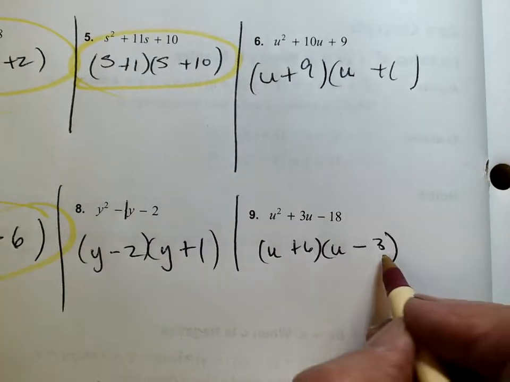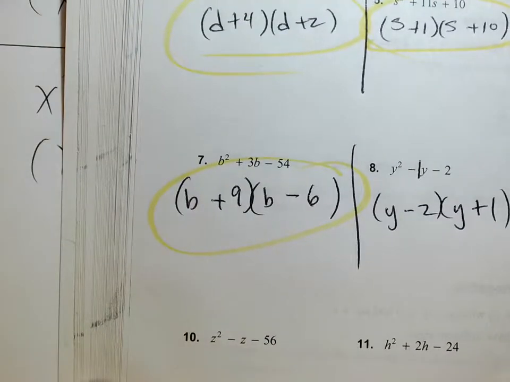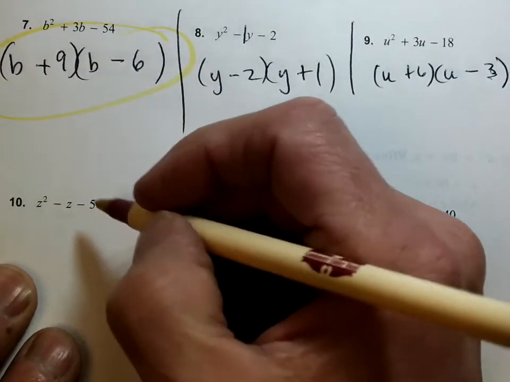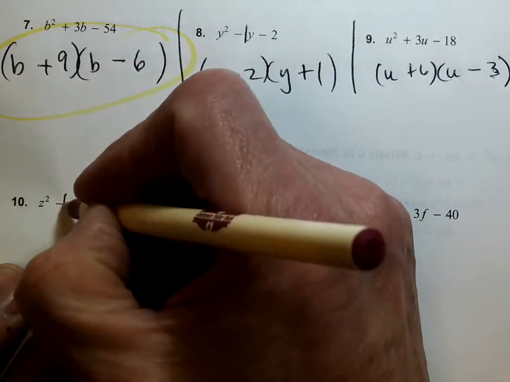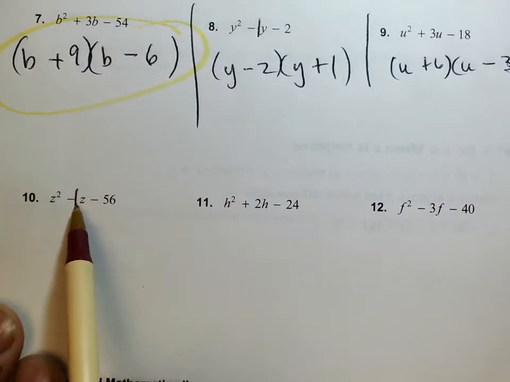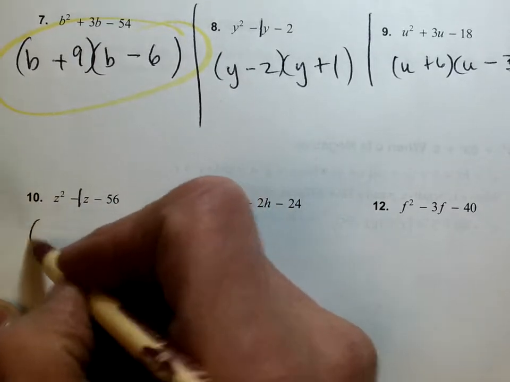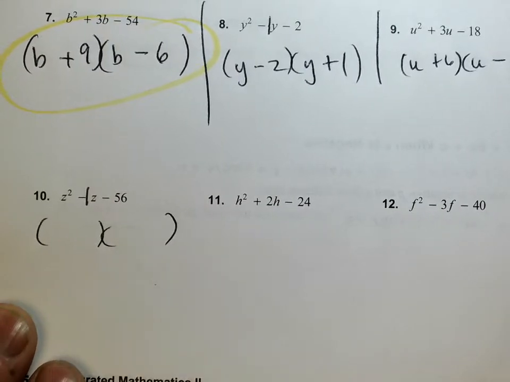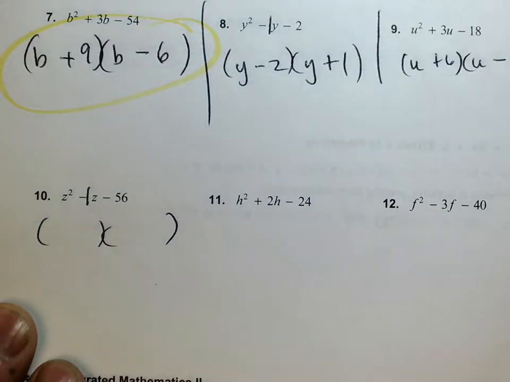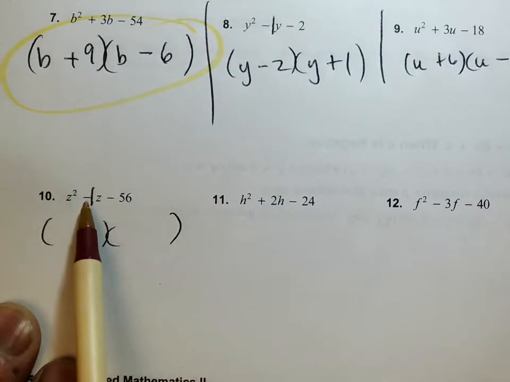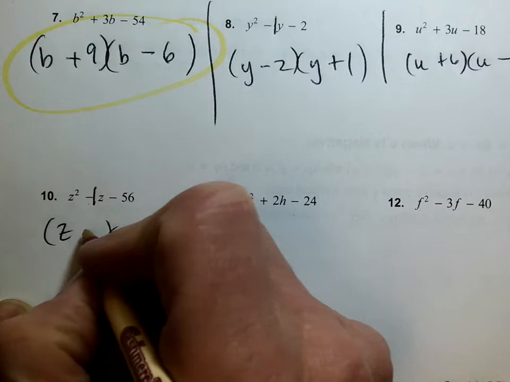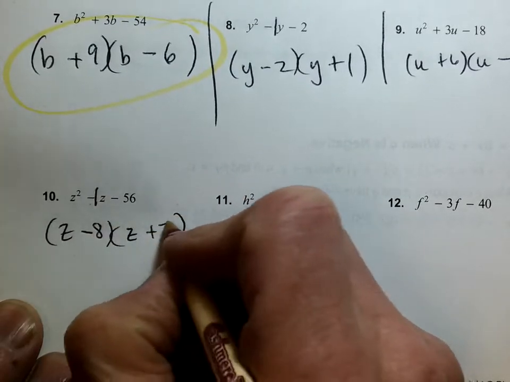Okay, slide over to 10. Put a 1 right there. It's going to help you out. Parentheses, parentheses, parentheses, parentheses, right? What times what makes 56? 7 and 8 is good. How about negative 8, positive 7? So I'm going to go Z, Z, negative 8, positive 7, okay?